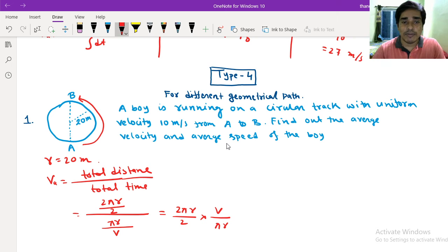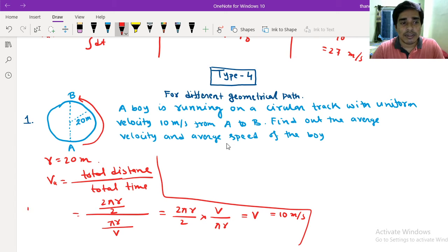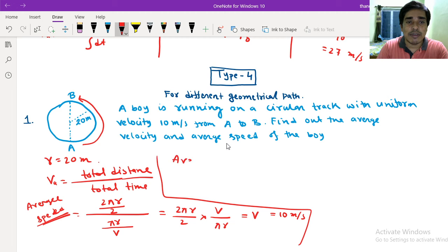Then pi will cancel out, that means it will be v. The average speed will be 10 meter per second. This is the average speed, because average speed does not change.